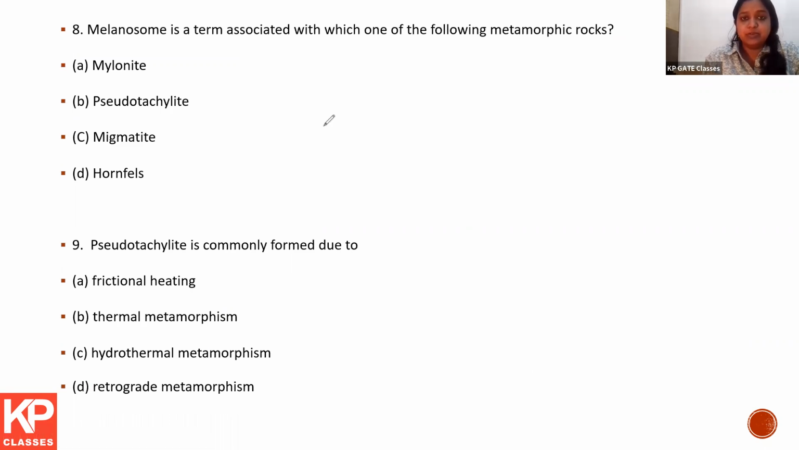Then another easy, direct question. Melanosome is a term associated with which one of the following metamorphic rocks? Migmatite. Migmatite has different layers: melanosome, leucosome. That was also an easy question. Pseudotachylite is commonly formed due to frictional heating. Pseudotachylite is associated with faulting. In the brittle region, the friction between two faulting blocks causes formation of pseudotachylite. So it is formed due to frictional heating. This was also a direct easy question.